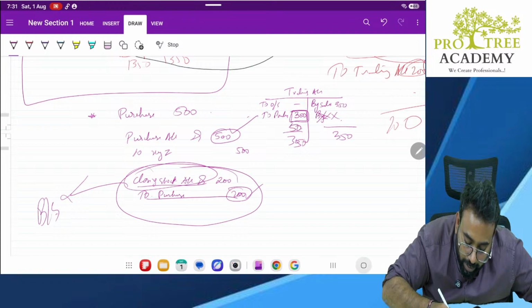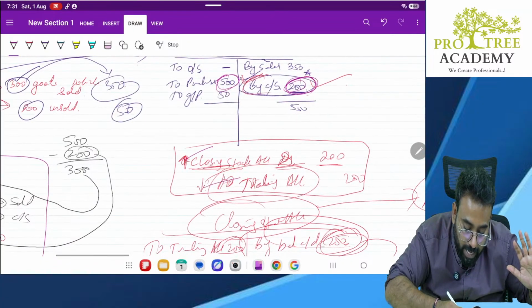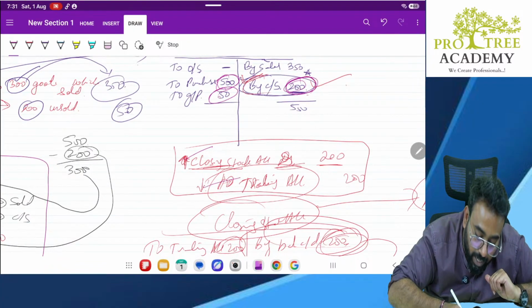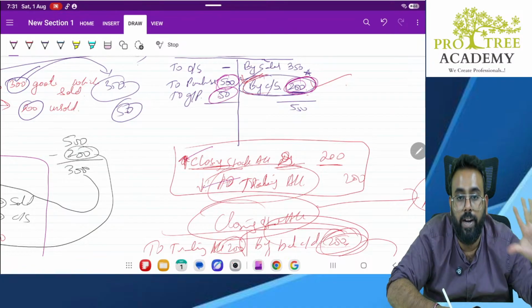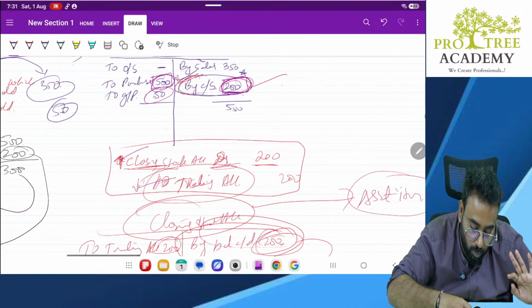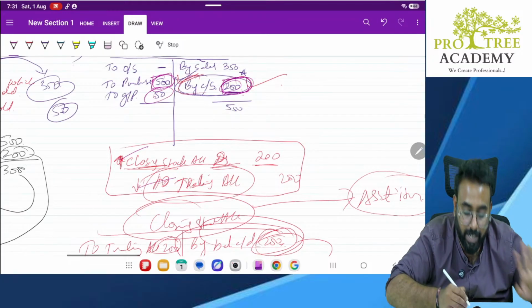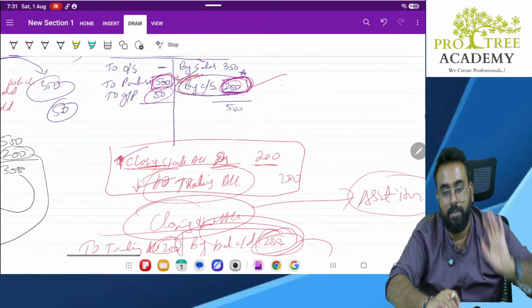If you look carefully, my profit figure has not changed. Profit figure remains the same. What changed? Here, purchases was shown at 500, closing stock was shown at 200. Ultimately, net effect how much? 300. Here, in this case, what happens? Purchases is shown at 300, closing stock, nothing. Why? Net effect only 300.